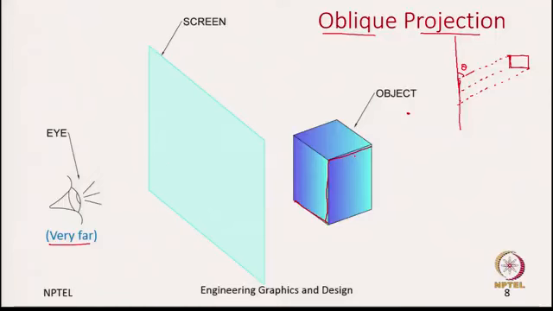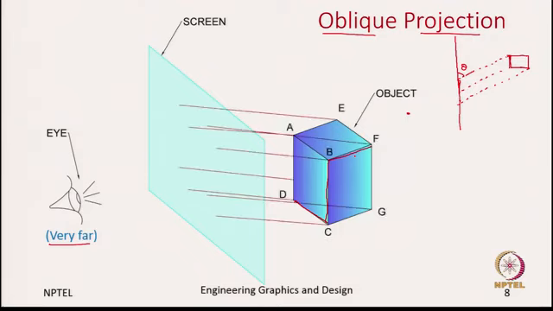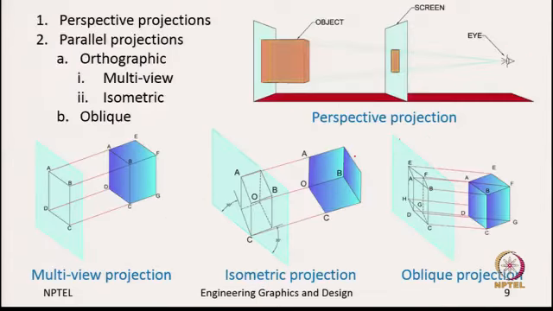Okay. So, now we have looked at the 4 different kinds of projections which are most commonly used in engineering practices. Now, let us try to summarize. So, this is how the object looks on the projected plane, but let us summarize. How is perspective projection different from the other 3? It is different because the projectors are converging in the perspective, but in the other 3, which are the multi-view, isometric and oblique projections, the projectors are parallel.